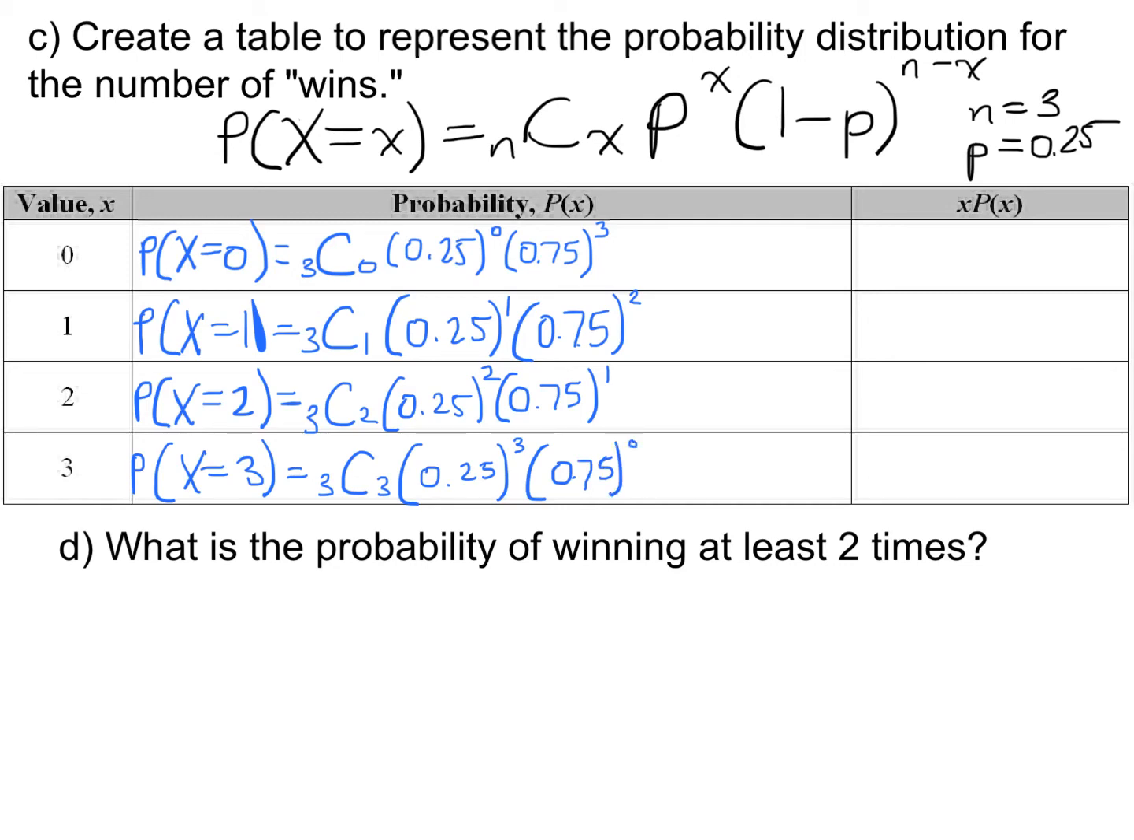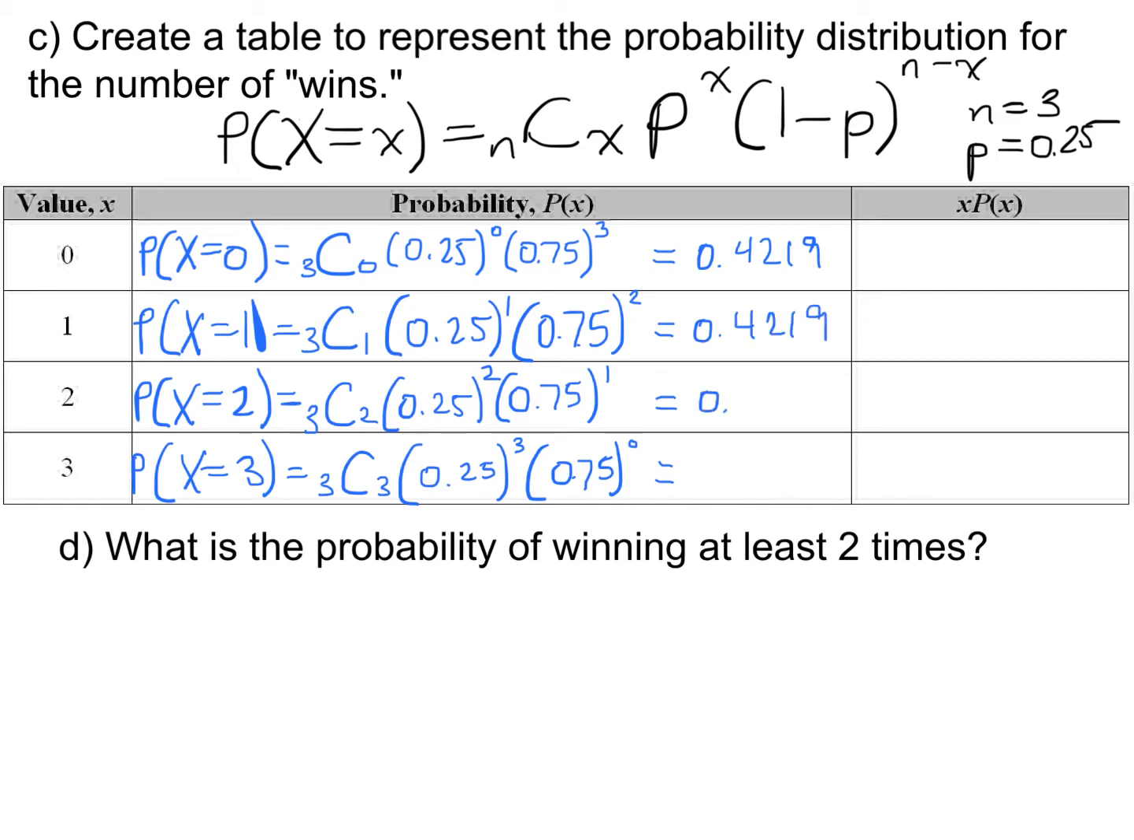Okay. So, like a really good cooking show, I've already calculated these somewhere. Where did I write that down? Here we go. So when X is 0, this is going to be 0.4219. This is 0.4219 as well.